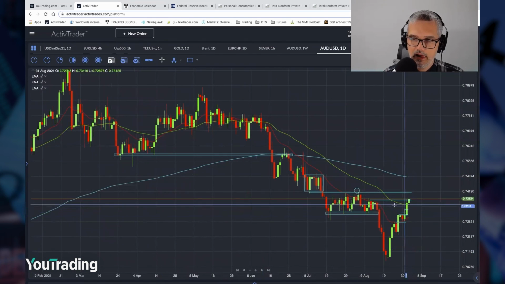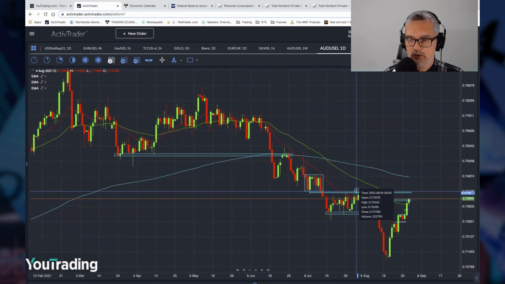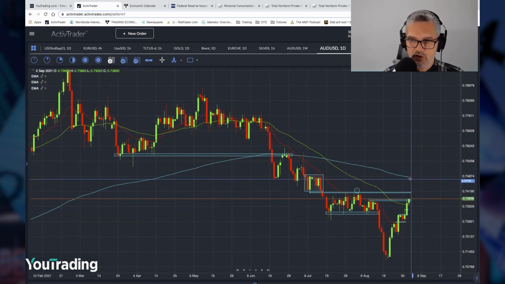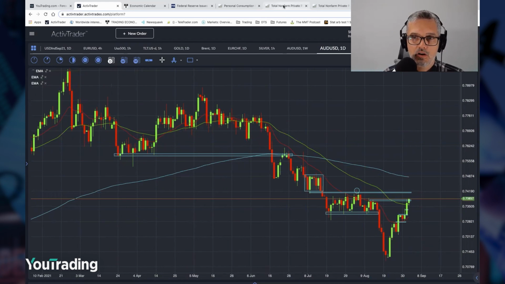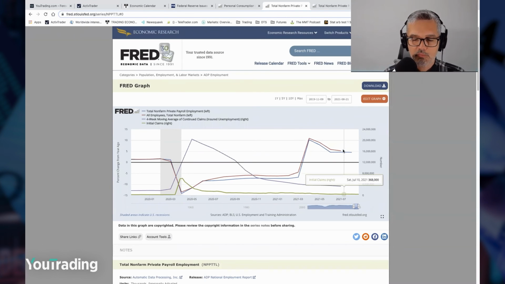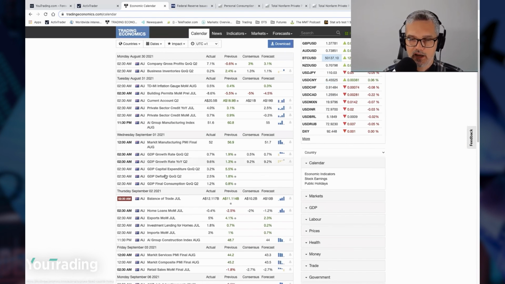On the daily chart, we just need to get above the beginning of August here, that swing high, and then we're free pretty much to go up to the 200 period moving average. So that's where I'm looking. I'm looking for the Aussie dollar to rise on the back of disappointing NFP tomorrow and good economic data coming out of Australia to continue.